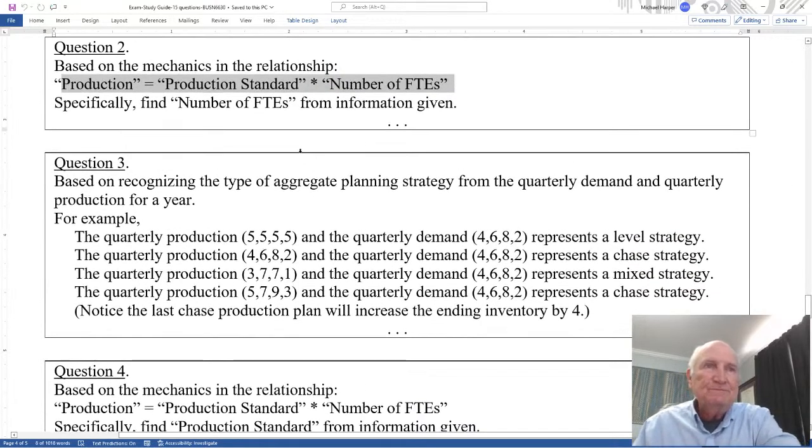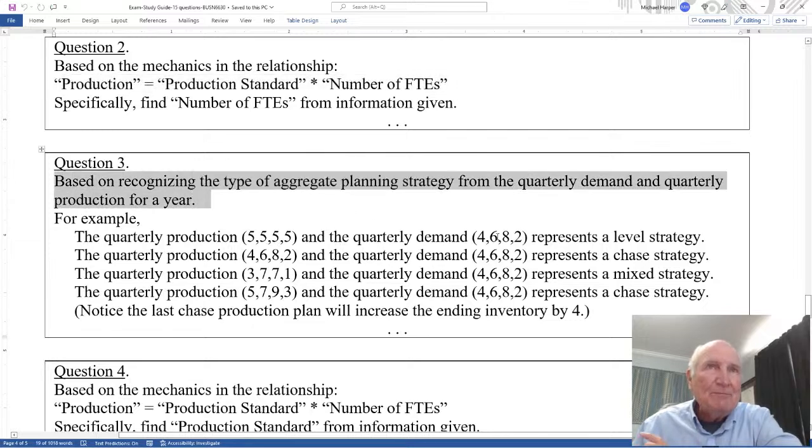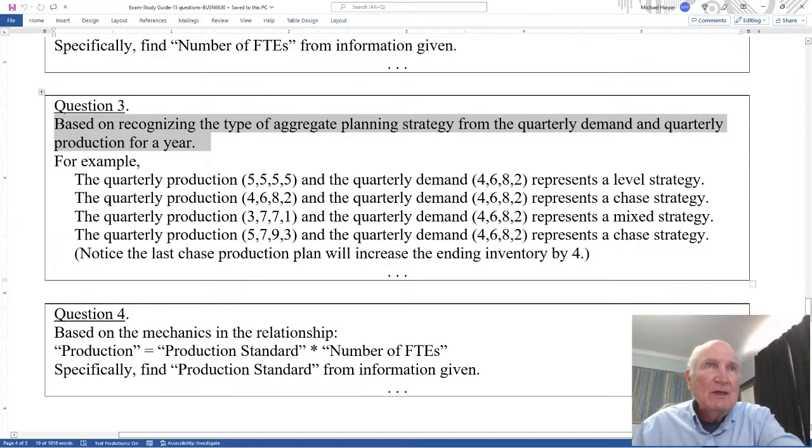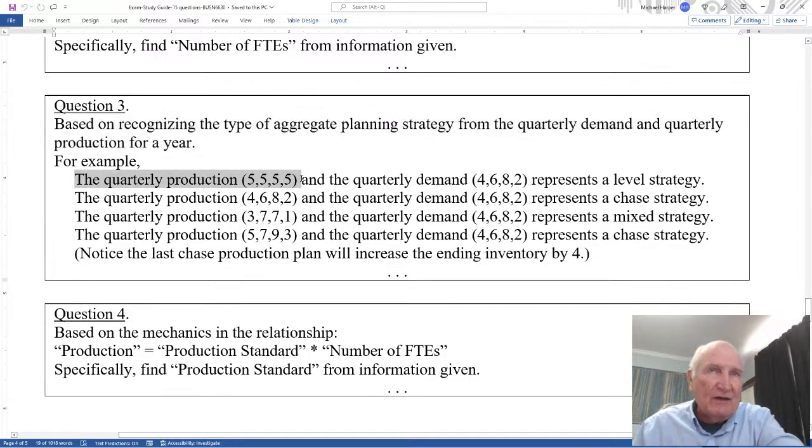Okay, question 3. Based on recognizing the type of aggregate planning strategy from the quarterly demand and quarterly production for a year. For example, if the quarterly production was 5555 and the quarterly demand was 4682, then that represents a level strategy. If the quarterly production is 4682 and the quarterly demand is 4682, that represents a chase strategy. The quarterly production of 3771 and the demand of 4682, that's a mixed strategy.